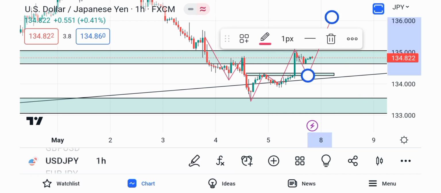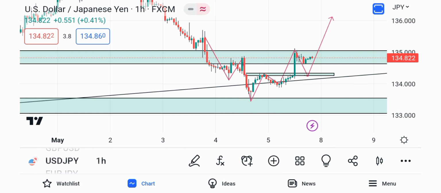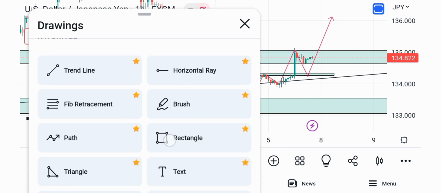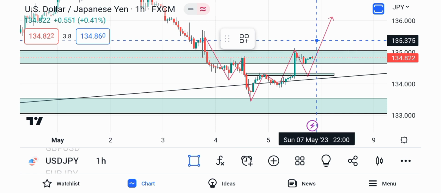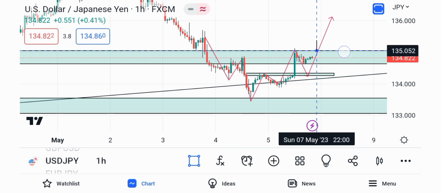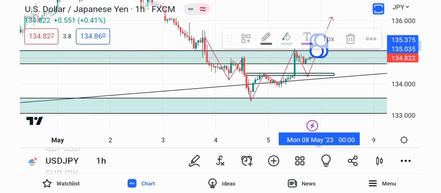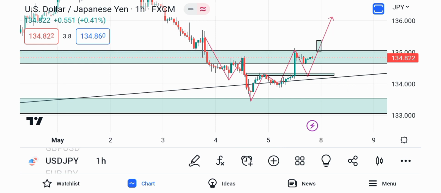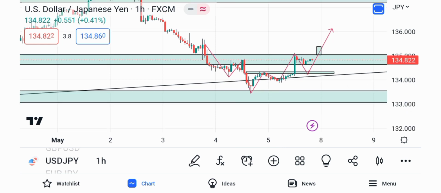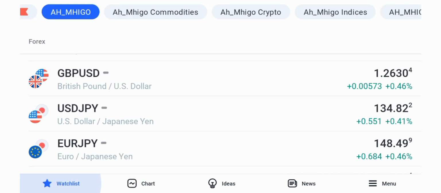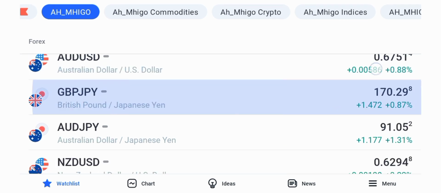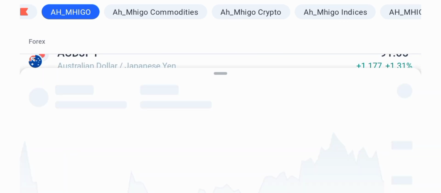Or if price doesn't do that, we can also wait for a breakout candle above this level, something like this, a candle like this. Then we place our buy trade. So now we are done with USDJPY. Let's analyze the next pair, which is GBPAUD.